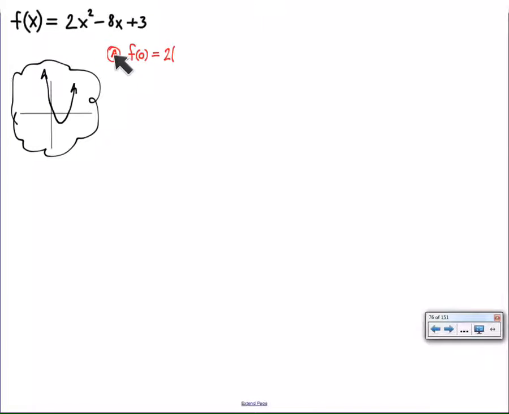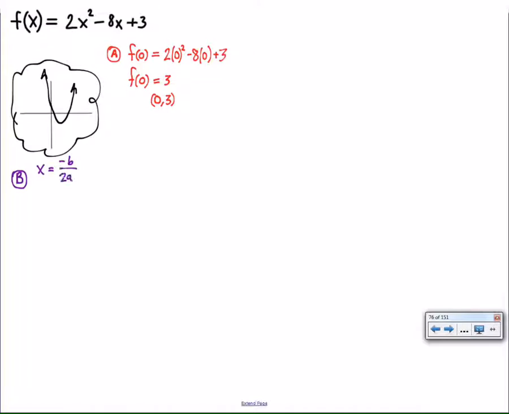Then a free low-hanging fruit is basically put in 0 for x to get the y-intercept. Most people can tell that the y-intercept is going to be 0, 3 without doing this work, but I would like us to remind ourselves that the y-intercept is the value of the function when x is 0. Keep telling yourself that every time so that it becomes second nature.